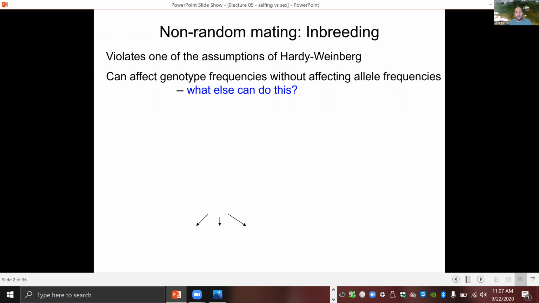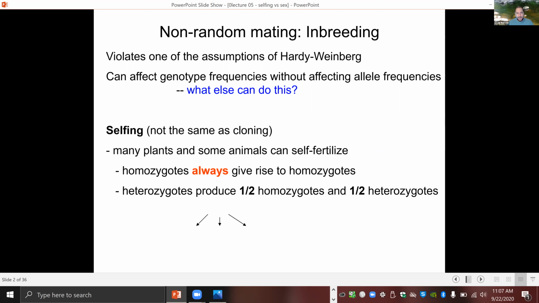Okay, so one really important form of non-random mating is inbreeding. This violates one of the assumptions of Hardy-Weinberg, which assumes random mating. Okay, this can affect genotype frequencies without affecting allele frequencies. And so think about what other processes can do this. In particular, we'll talk about one form of inbreeding called selfing, or self-fertilization, or self-pollination if we're talking about plants.